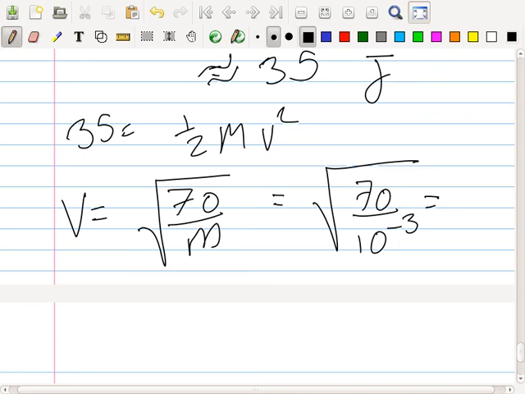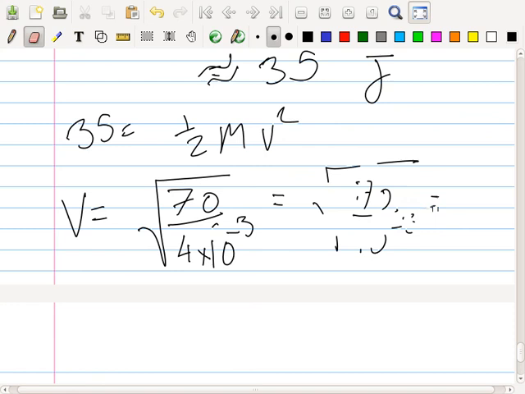Ooh, I think that's too big. I don't think it's going 264 meters per second. Maybe at the beginning, yeah. I think maybe the mass is too small. It will probably have a very big acceleration. Let's say 4 grams.